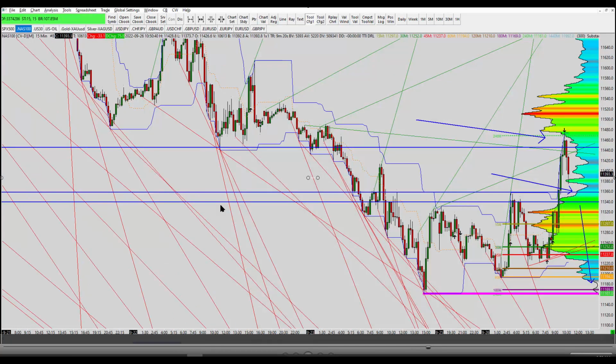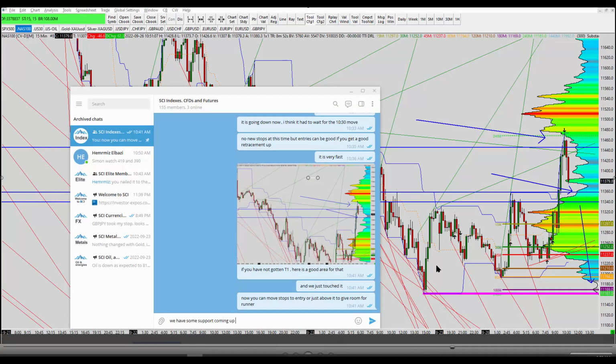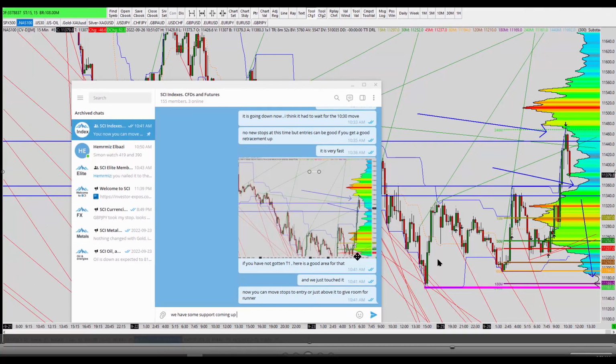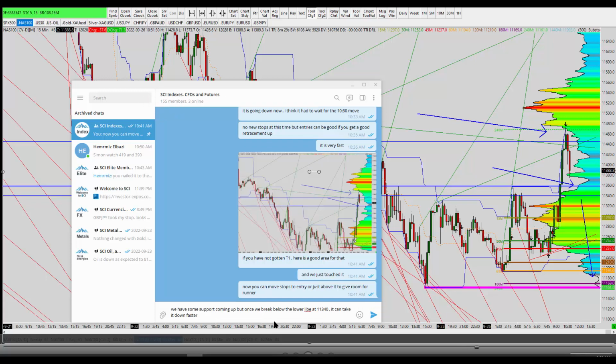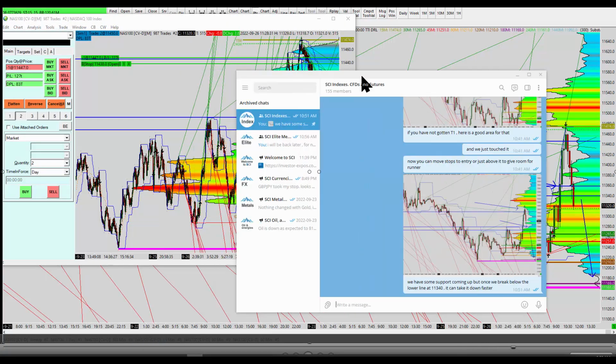Let me show you the final. See, I keep telling members support is coming up, advising them on what to do, what not to do, and I'm telling them where to move the stop loss, etc. You read the commentary here on the Telegram. There are at that time 155 members. These are members that you can meet if you join us.